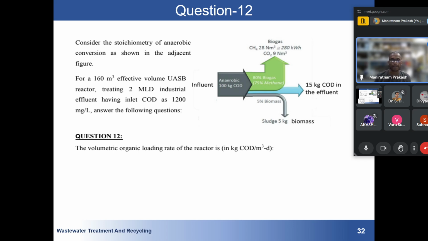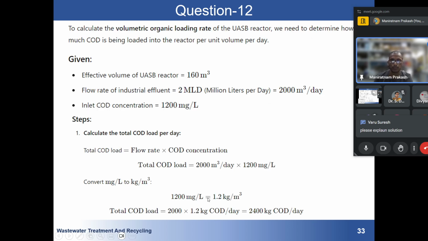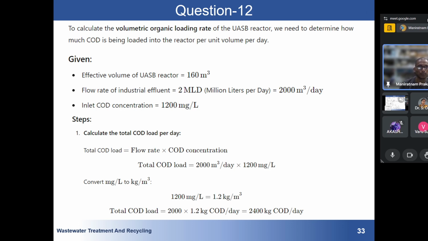There are two options: either I can wait for you to solve it, or I can show you the solution. If anyone is solving, just write in the chat box that you are solving, or I will show the solution. Please explain the solution. Okay, I will go one by one.